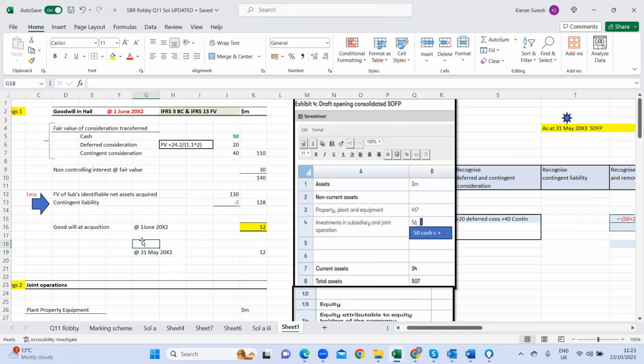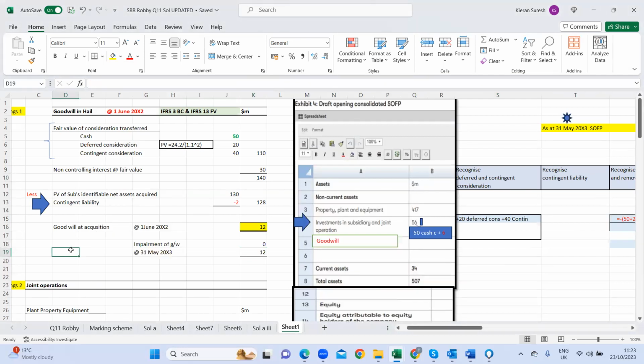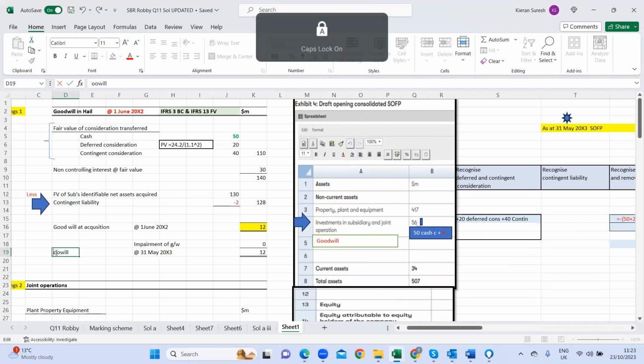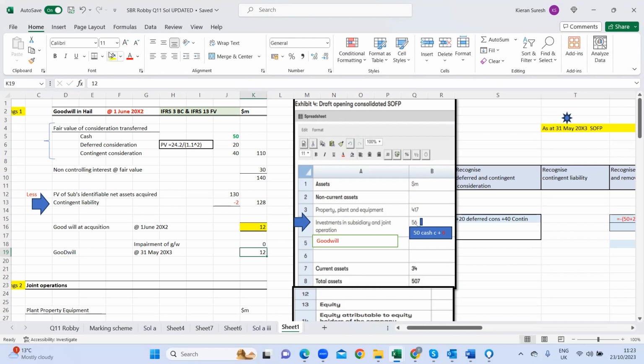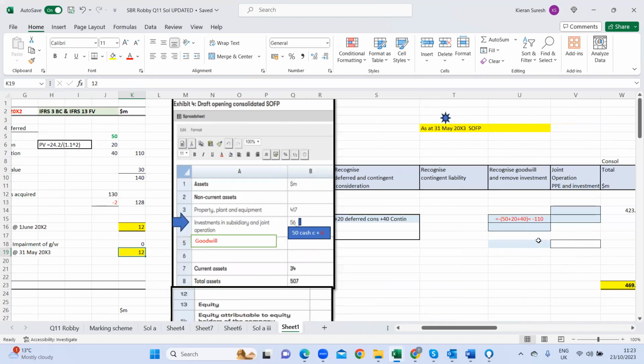But in this question, there is no impairment of goodwill given. So goodwill at the start date and the goodwill at the date of the balance sheet, the reporting date, are the same. They're the same, 12 million. So I record the goodwill. I just need to add the goodwill here under the goodwill account, 12.